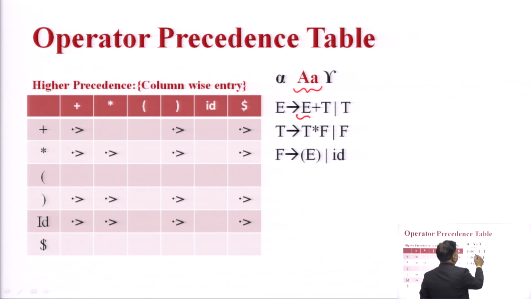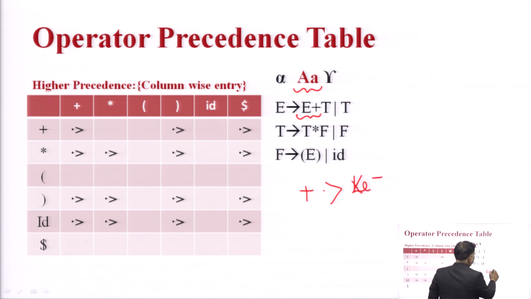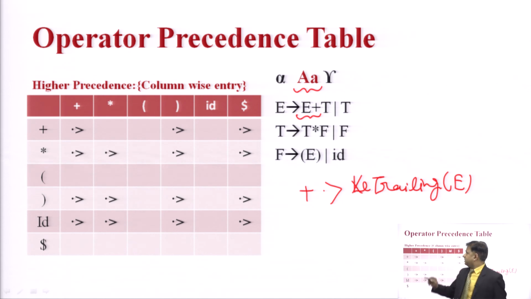So, here is E plus, that is the non-terminal followed by a terminal. So, what is the meaning of that? The plus has higher precedence with the trailing of E, and these entries are filled column wise. Column wise means plus has higher precedence with the trailing of E. So, trailing of E contains the plus sign, multiplication, closing bracket and ID, and also define it for the dollar, right.